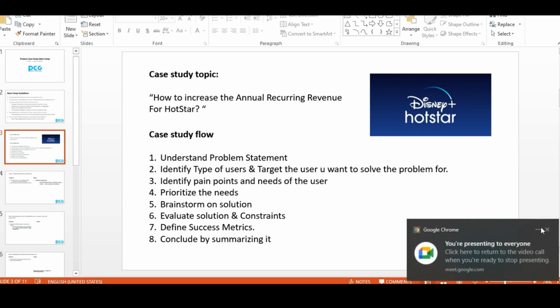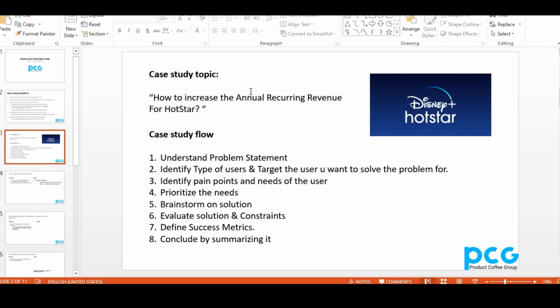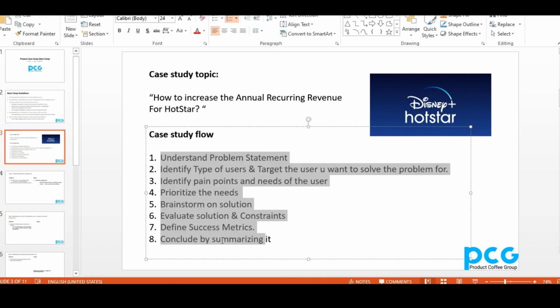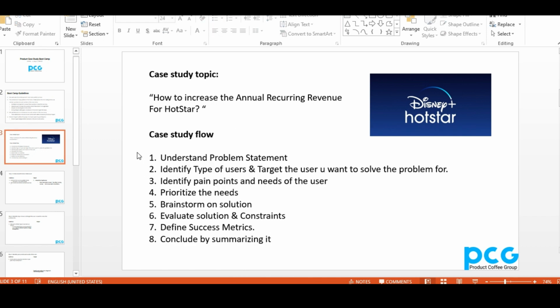So today's case study topic is how to increase the annual recurring revenue for Hotstar. The case study flow would be like this. First, we will try to understand the problem statement, identify the type of users, and target the user we want to solve the problem for. And then we'll go into identifying the pain points and the needs of the user. We'll prioritize it, brainstorm on the solution, evaluate the solution, define the success metrics, and then we'll conclude it by summarizing. This will be the flow of the case study session.